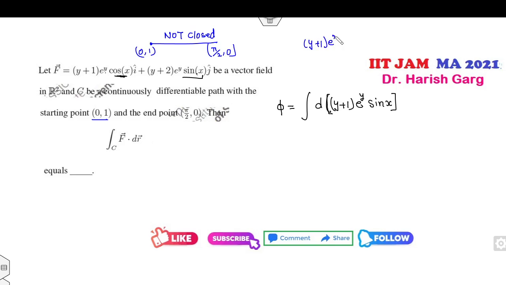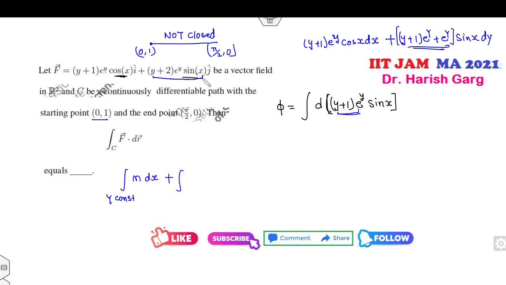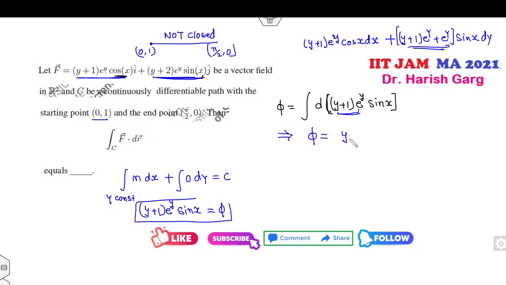If you take the derivative, it is y plus 1 e raised to power y cos x dx, plus the derivative with respect to y, which is y plus 1 e raised to power y plus y into 1 into e raised to power y sin x dy. You can see it is y plus 2. Otherwise, you can keep the integration of M, keeping y constant, plus terms in N not containing x. There are no such terms, which is c. The integration of M, keeping y constant, is y plus 1 e raised to power y, and the integration of cos is sin x. So that c is called the phi. So this implies your phi is y plus 1 e raised to power y sin x.